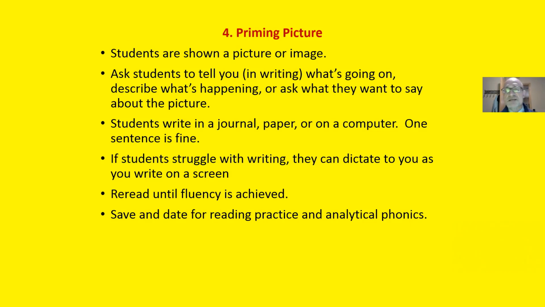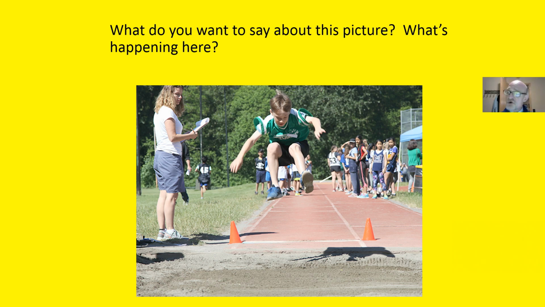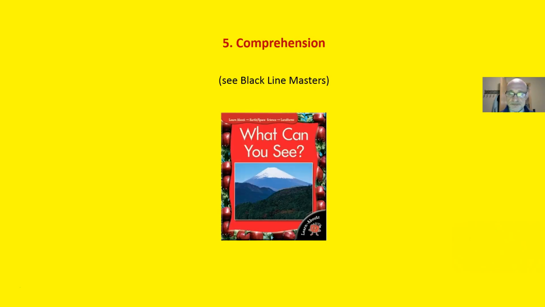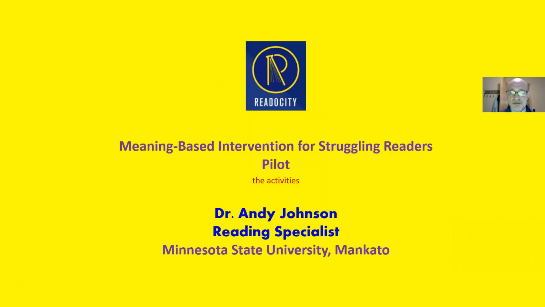And then a priming picture. Students are shown a picture and you ask them, what do you want to say about this? Or describe what's going on, or tell me about this in writing. And they write in a journal, or if you're working individually, they can write on a Word document. With beginning students, you might want to have simply 1 sentence. And then comprehension. That's it. I'll be focusing on comprehension in a separate video.